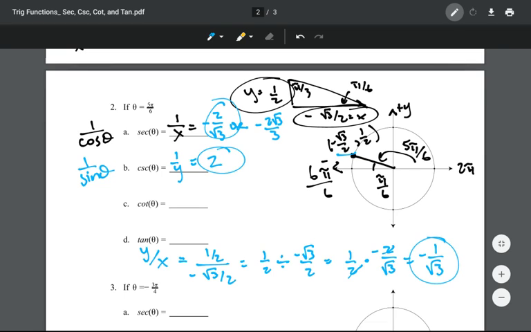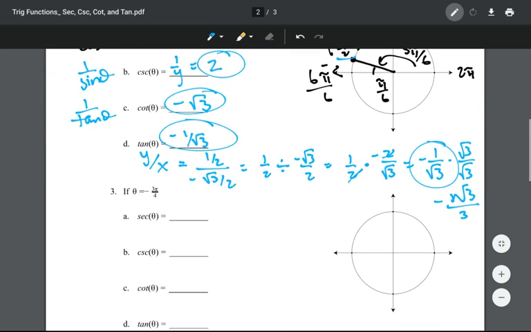This is a fine answer. If you want to rationalize by multiplying by radical 3's, you get negative radical 3 over 3. But I'm going to go ahead and write the answer that I've circled there, negative 1 over radical 3. This makes cotangent easier because I know it's the reciprocal of what I got for tan, and that's going to be negative radical 3.